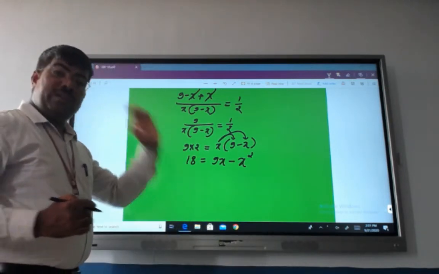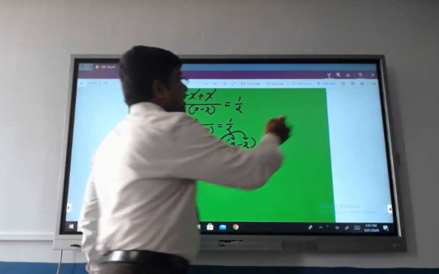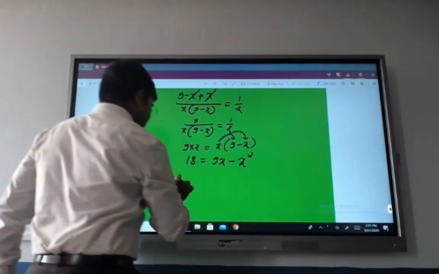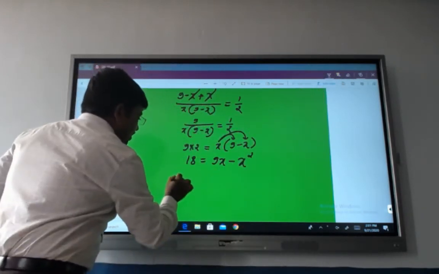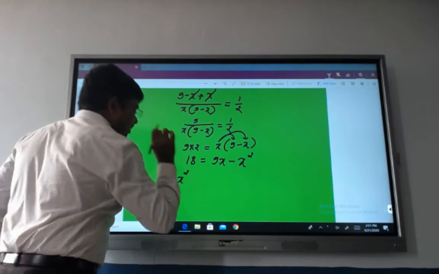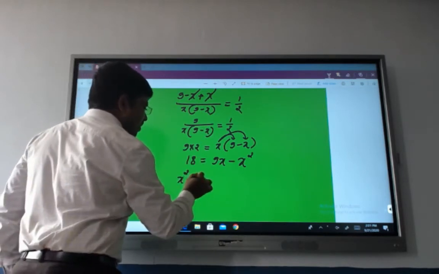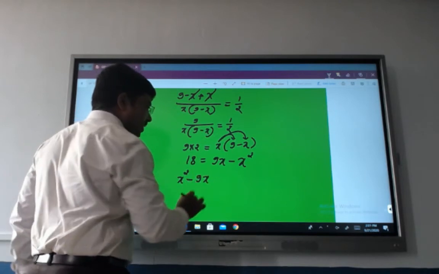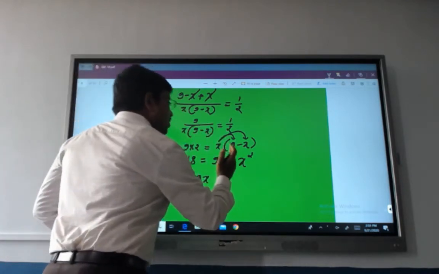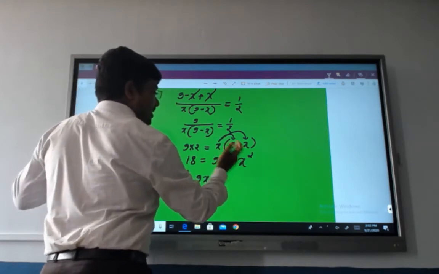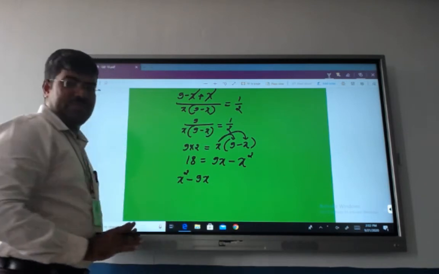We will take it to the left side. So minus x square becomes plus x square here. Then plus 9x becomes minus 9x. Why? Because we are going to change the right side to the left side. We are going to take these right side terms into the left side.